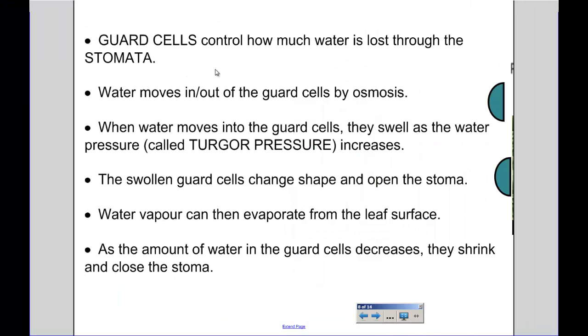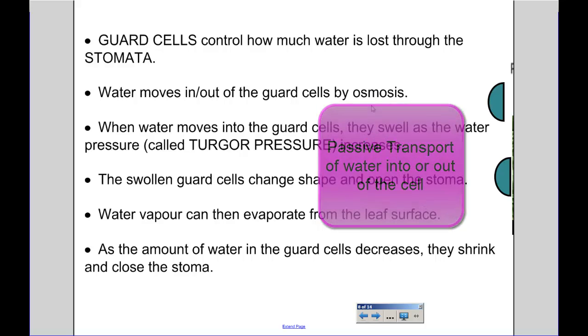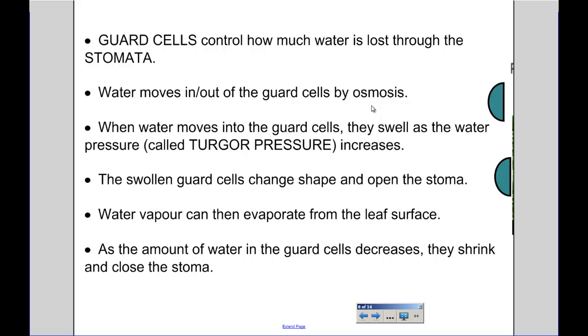Guard cells control how much water is lost. Now those guard cells can open and close. So water can move in and out of the guard cells by osmosis. Remember, osmosis is the passive transport of water in and out of the cell. So if you have more water going into the guard cell, they will swell up. When you have water coming out of the guard cell, they will change shape, or they'll shrivel.